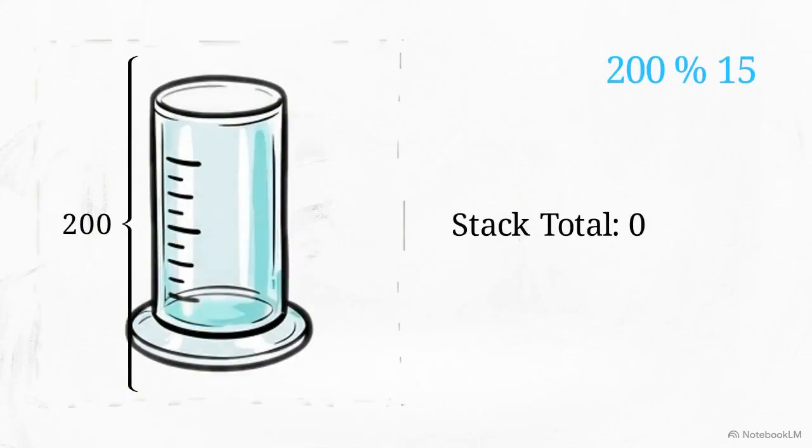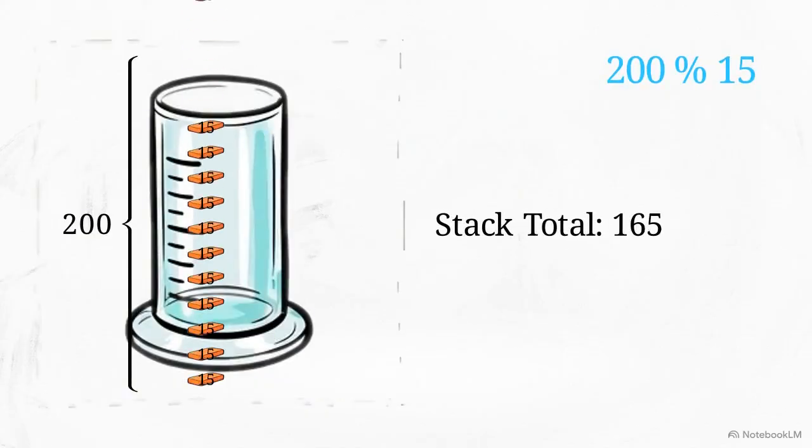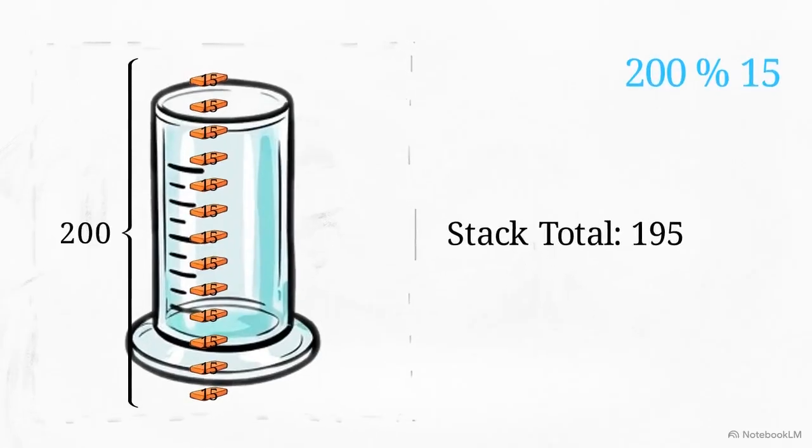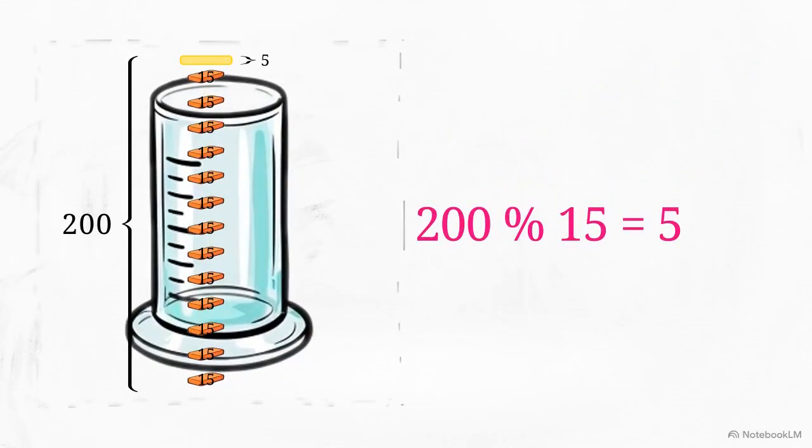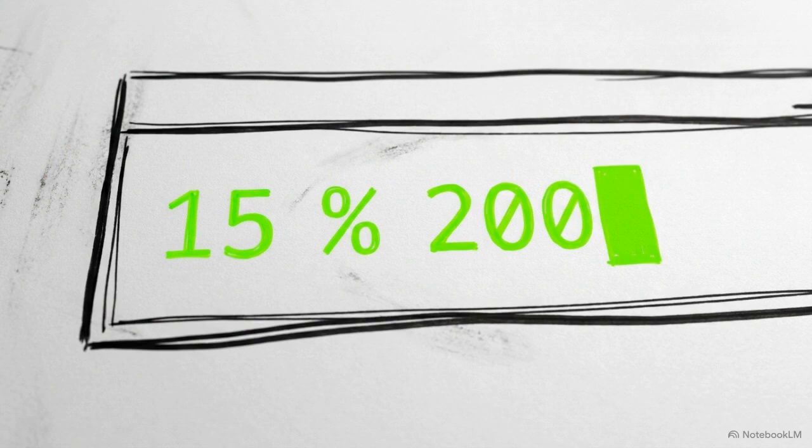Imagine a 200-unit container. We stack 13 blocks of 15 inside, reaching 195. The command looks for the leftover gap at the top. That gap is 5, so 200 % 15 equals 5. Does the rule hold up if we reverse the numbers?